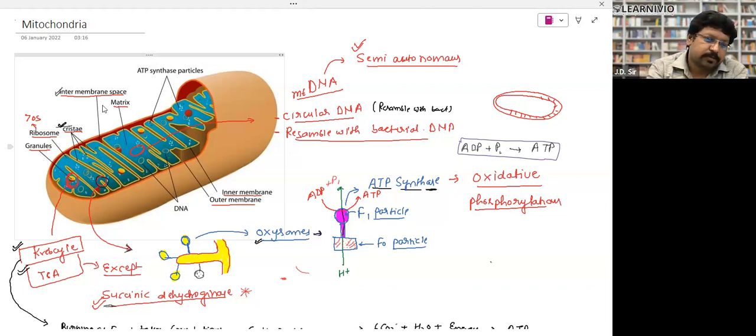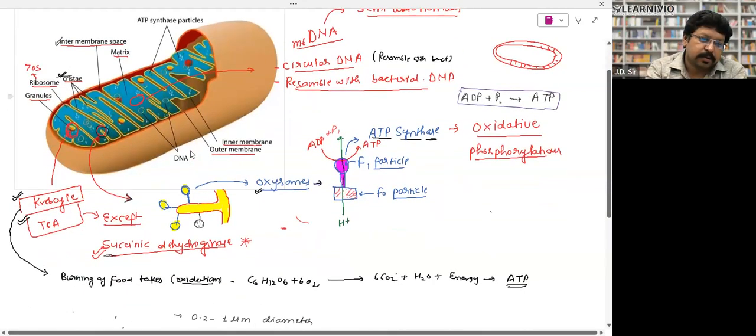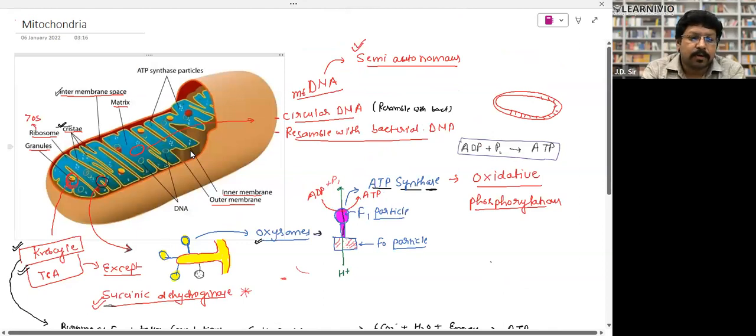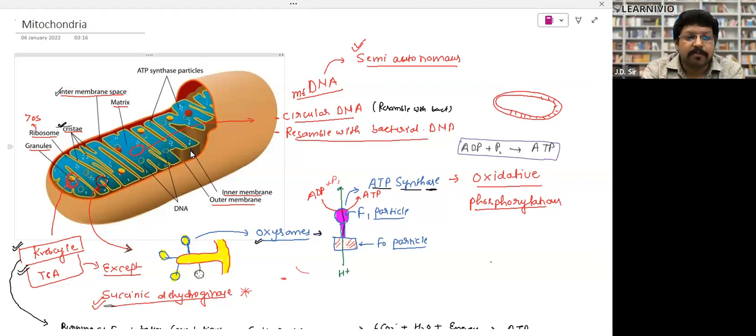Next point. The Krebs cycle, that is the process of burning of glucose, called Krebs cycle. We'll discuss that in the plant physiology part, right? Krebs cycle goes on in the matrix. Krebs cycle goes on in the matrix. Is that clear? Everything clear? Yes, sir. Okay, great.